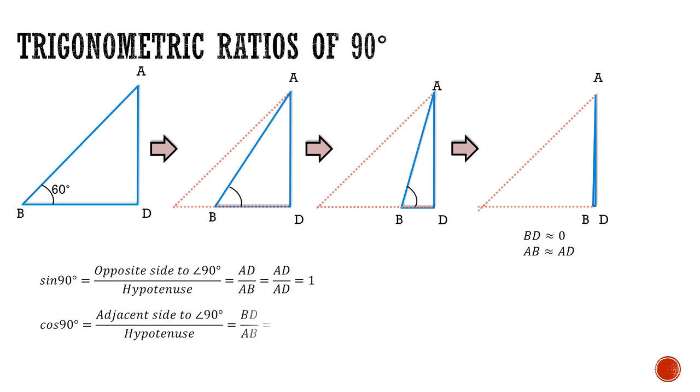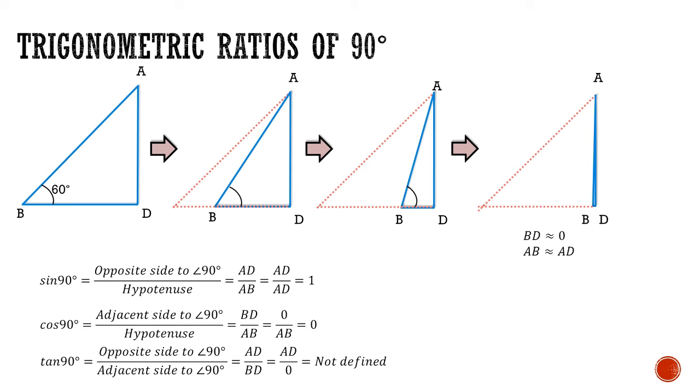Cos 90 will be in this case 0. Why? Because your adjacent side, that is BD, has become almost 0. And tan 90 will be not defined here. I have written that specifically. Why? Because we are getting a denominator of 0, so we cannot define that value. So tan 90 will be written as undefined or not defined.